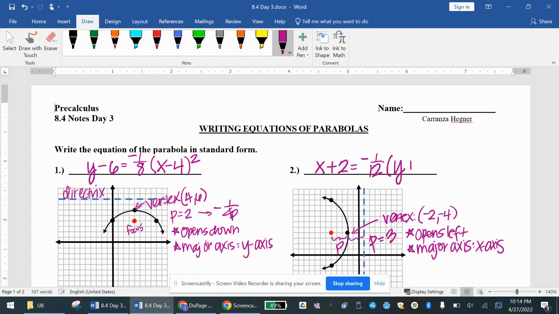And then you're going to want y plus 4 quantity squared. Remember, your major axis belongs to the variable to the first power, and your minor axis is the quadratic.